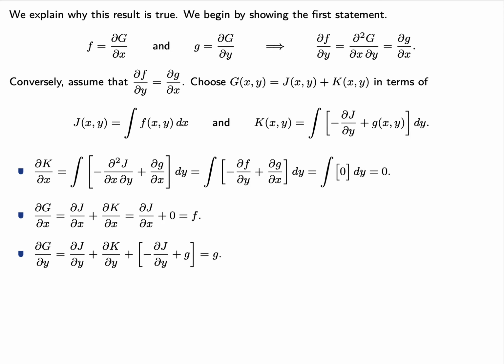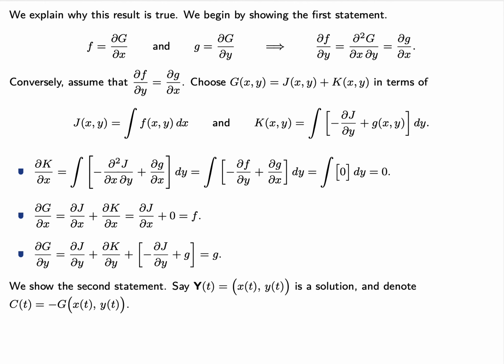And finally, we can compute the partial of capital G with respect to y. This is equal to the partial of capital J with respect to y plus the partial of capital K with respect to y. As we mentioned earlier, if we simply realize that we have integrals here, then we can just cancel various items out, and we find that we just have this expression involving lowercase g. Let's show the second statement.